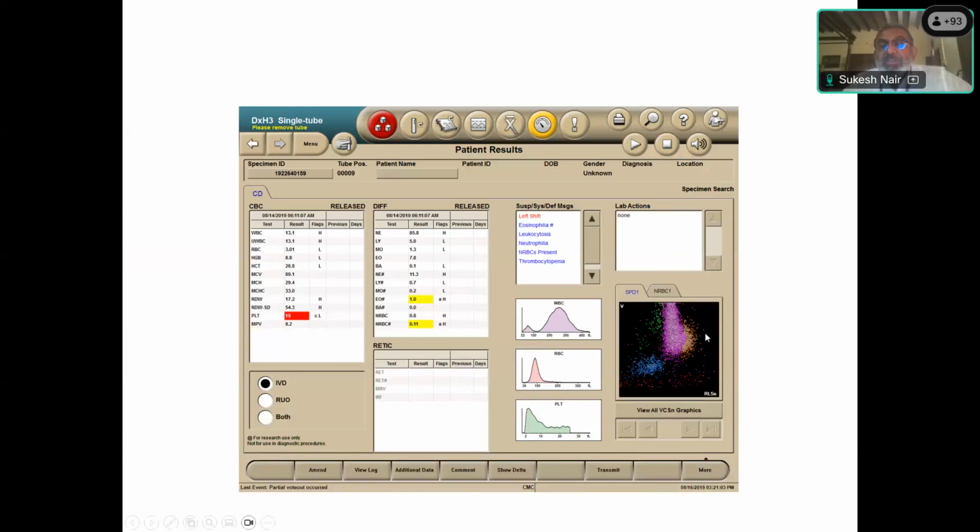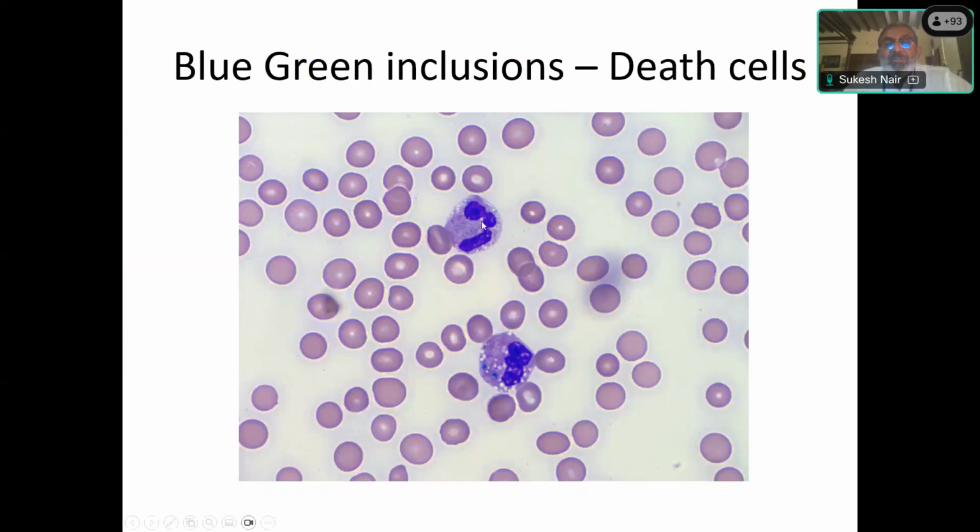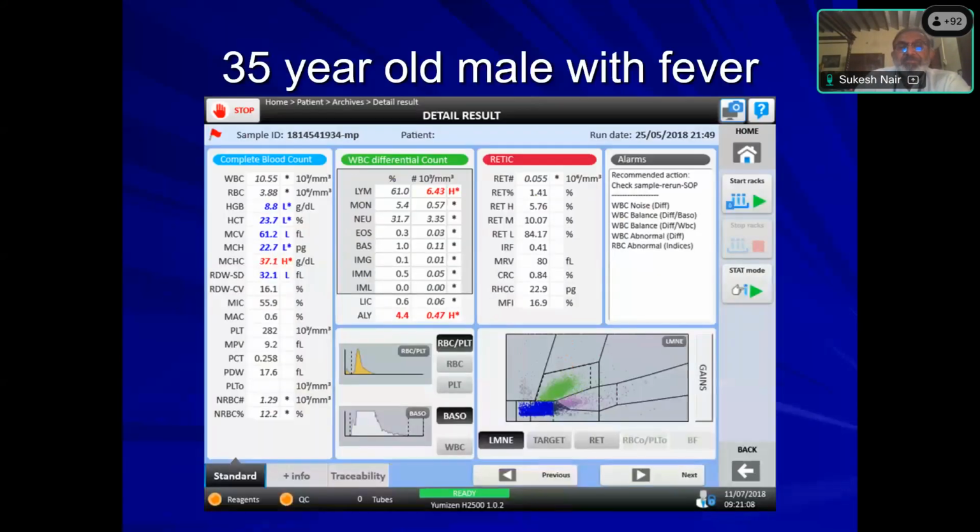Now here you can see that some neutrophils are mistakenly being counted as eosinophils because they have got more scatter. And the reason for the more scatter is because they have got vacuolization as well as blue-green inclusion. When you have blue-green inclusion, especially in the background of liver failure, this patient has not survived more than 24 hours from the time this is discovered. So yes, these are called death cells.